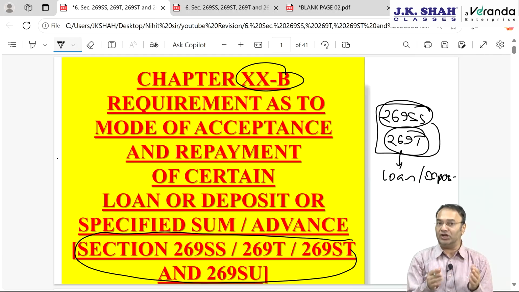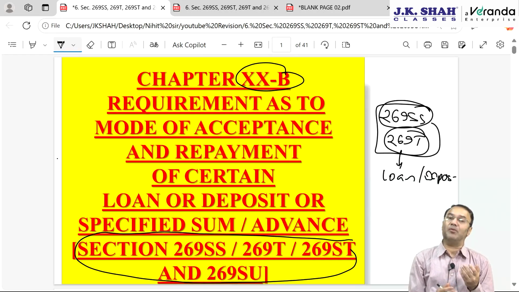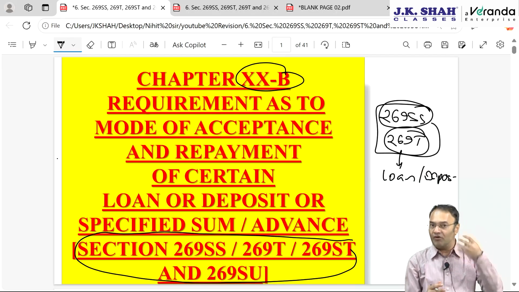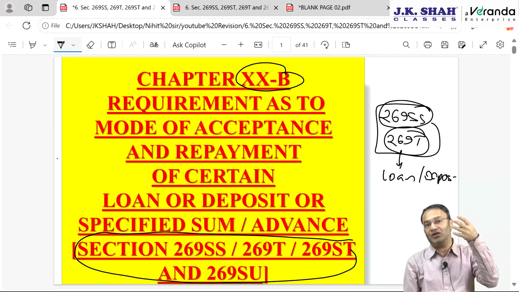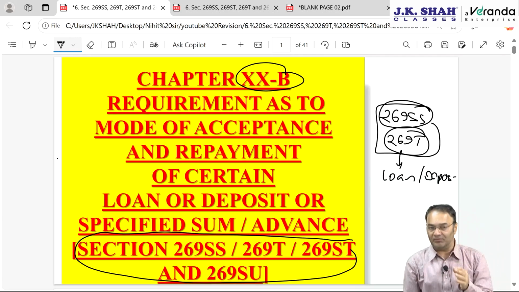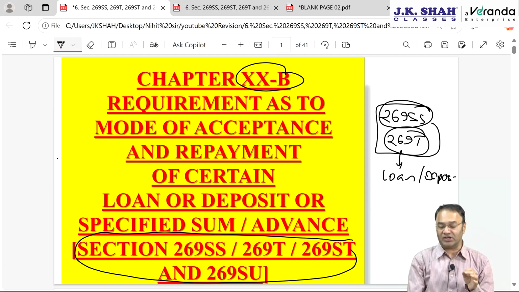I mean everyone: individual, HUF, AOP, BOI, company, partnership firm, LLP. They are applicable not only for commercial purpose transactions, they are applicable for personal purpose transactions also. Everywhere there are exceptions. 4 sections talking about 4 types of requirements, within them there are exceptions, and there are 4 sections for penalty, which will be repeated in the penalty chapter as well.